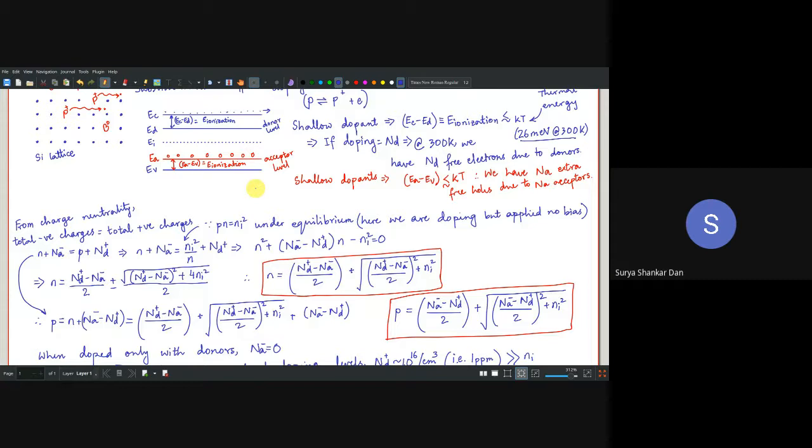We are only concerned about carrier generation. See, carriers have been generated. How have the carriers been generated? Due to two things. Number one, due to temperature itself. We will come to thermal equilibrium after a few minutes. And the other way of creating free carriers is the ionization of the dopants. Clear, everybody?